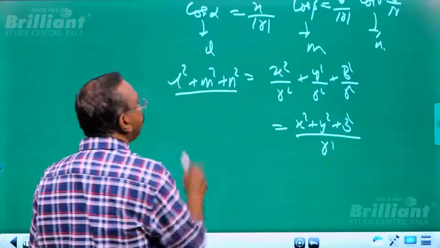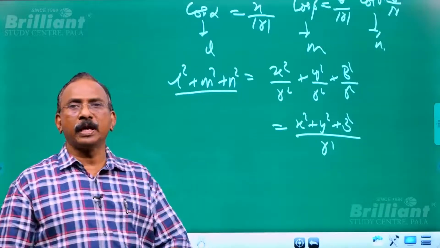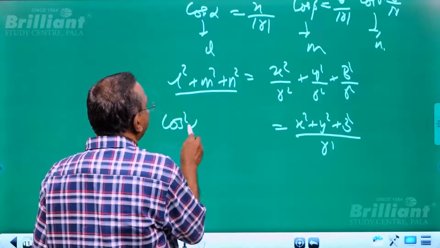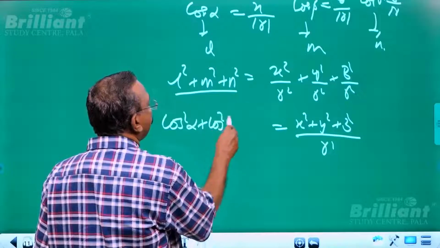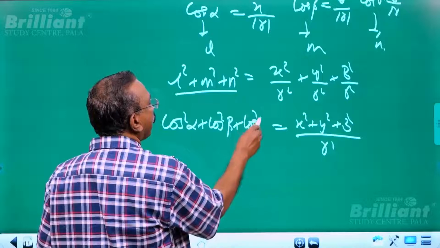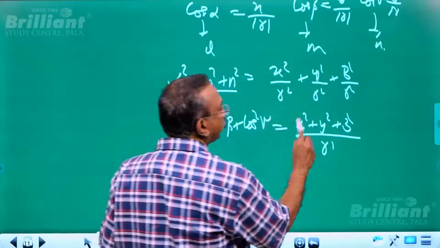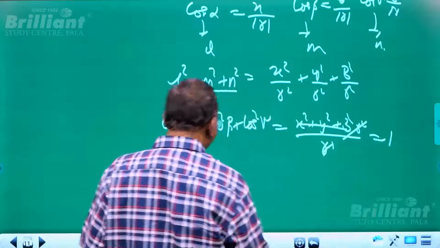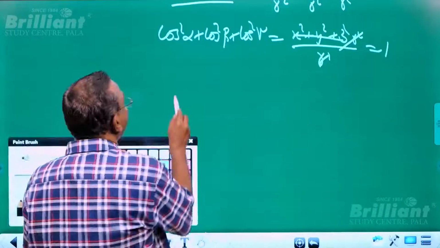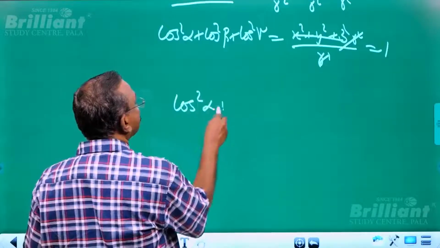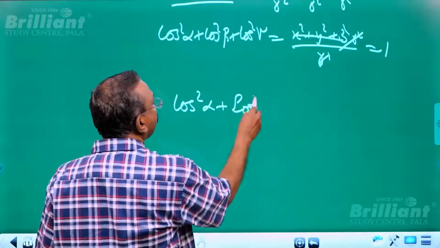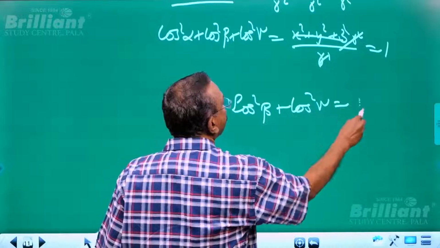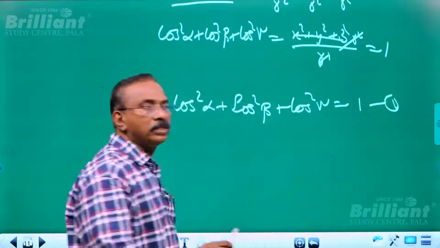So this l square plus m square plus n square, they are direction cosines. So cos square alpha plus cos square beta plus cos square gamma is equal to this value. You know, this is actually r square gets cancelled, you get 1. So that is very interesting: cos square alpha plus cos square beta plus cos square gamma is equal to 1. Equation number 1, you can keep in your mind.